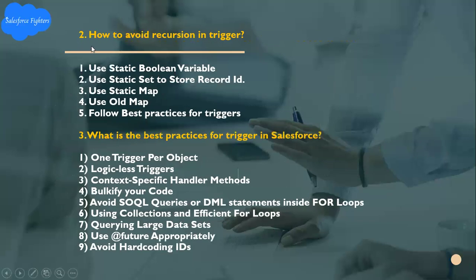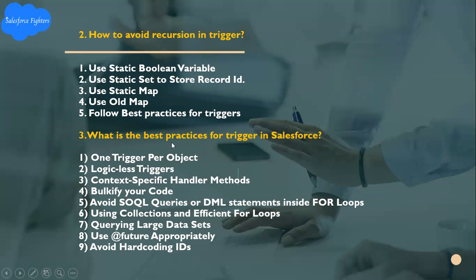Next question: how to avoid recursion in triggers? Use static Boolean variables. Use a static set to store record IDs. Use a static map, use old map. Follow best practices for triggers.